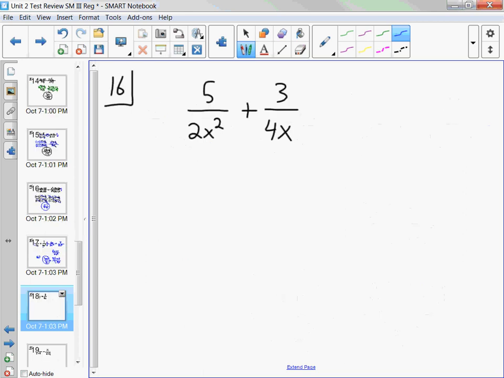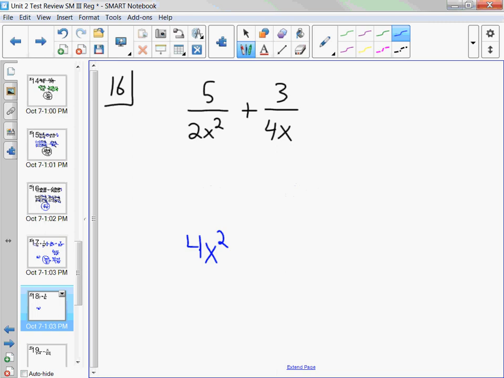Problem number 16, adding two rational expressions again. So, once again, I have 2 times x for my first denominator, and 2 times x for my second denominator. I notice that I have 2 x's in the first one, and only 1 x in the second one, but I have to take it both times. It happens twice in one. And I have 2 2's in the second one. I only have 1 in the first one, but I have to take it 2 times, and 2 times 2 is 4. So my common denominator is 4x squared.